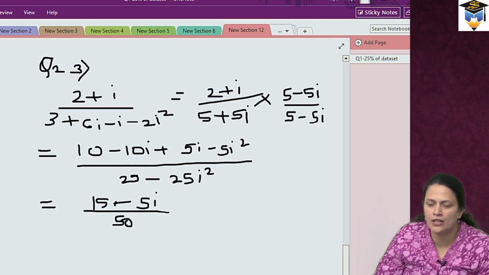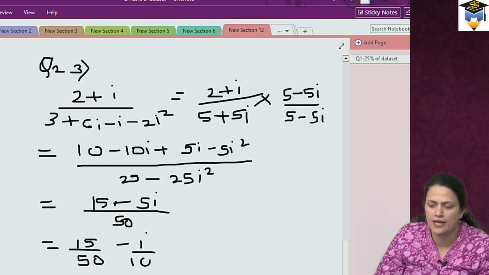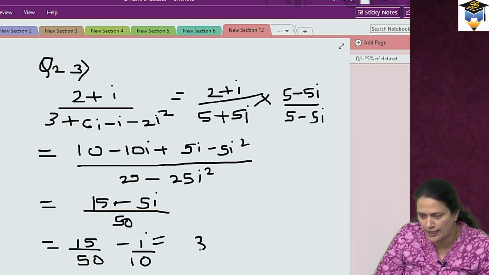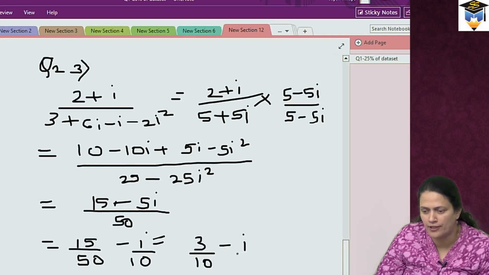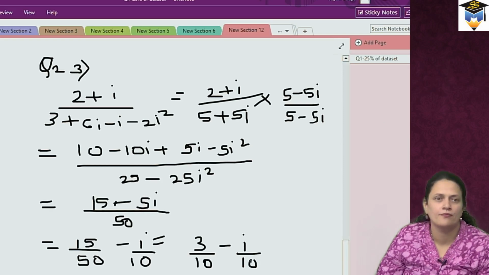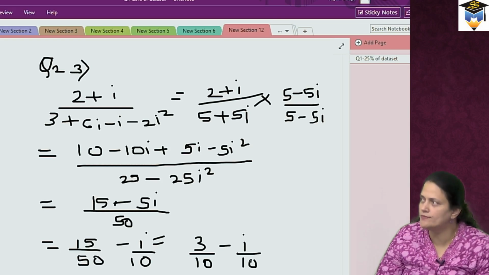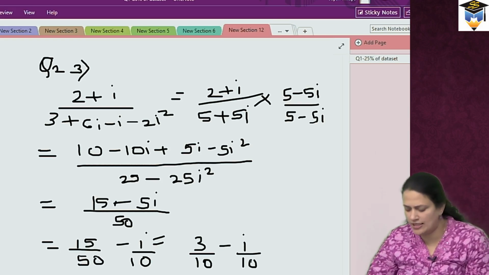So separate out the denominator. So this is our real part and i upon 10 will be our imaginary part. This also you can lower it. Always write fraction in the lowest form. So 15 upon 50 can be written as 3 upon 10 and 5 upon 50 can be written as minus i upon 10. So this is in the form of a plus ib. Understood? This is an easy question.